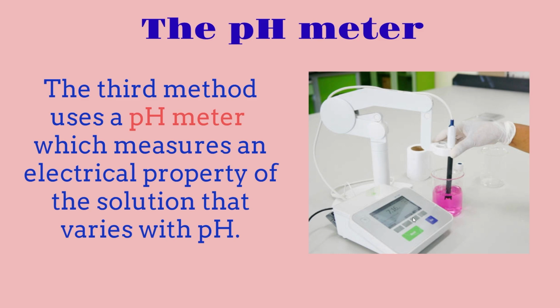The thing is, if we look at litmus paper, it is the cheapest, but it's not always the best because you're not going to see the exact value, but it will still give you a relative idea of how acidic or basic it is. But if you were to use this pH meter, you're going to see it exactly to the decimal point. So these are 3 things that you can use to measure the pH of acids and also bases.